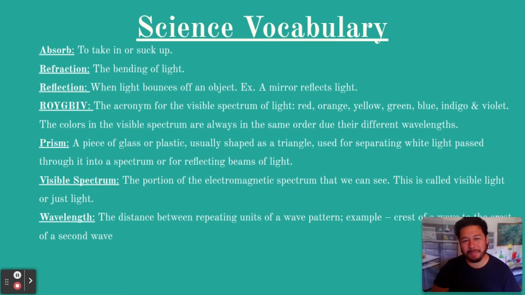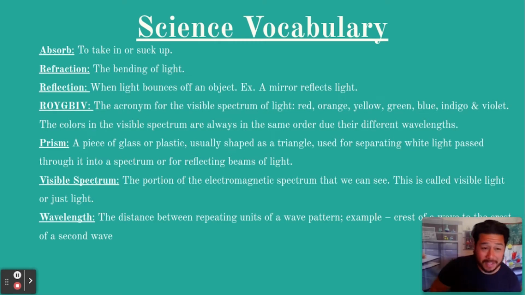Then we have a prism. A prism is a piece of glass or plastic, usually shaped as a triangle, used for separating white light passed through it into a spectrum or for reflecting beams of light. And then we have those two words together, visible spectrum. The visible spectrum is the portion of the electromagnetic spectrum that we can see. This is called visible light or just light.